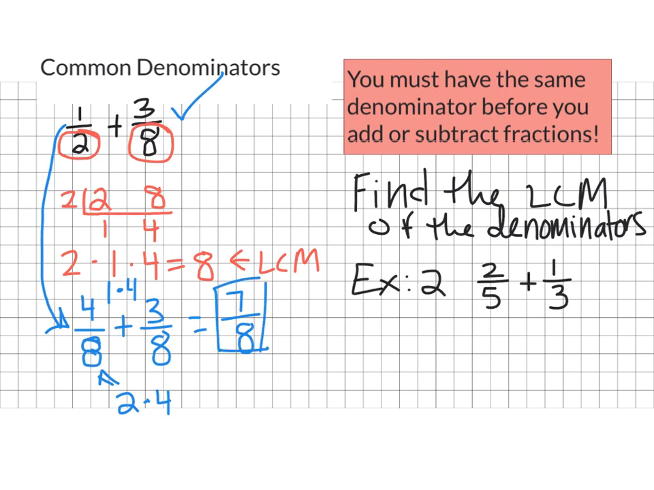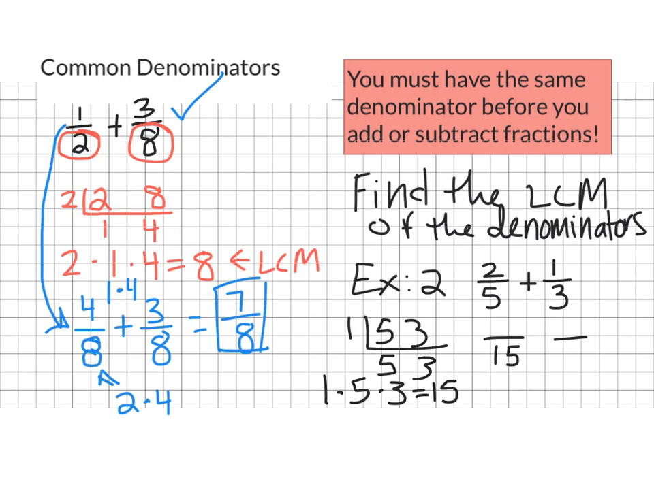Let's try it again. This time, let's find the least common multiple of 3 and 5 so that we can get a common denominator for 2/5 and 1/3. First, we'll set up our cake for 5 and 3. And the only thing I see that goes into both is 1, which would leave me with a 5 and a 3. So then we just multiply 1 times 5 times 3 to get 15. My common denominator is 15.